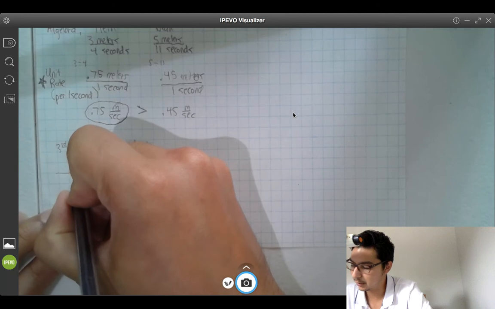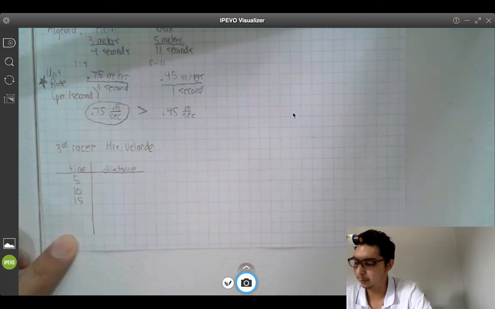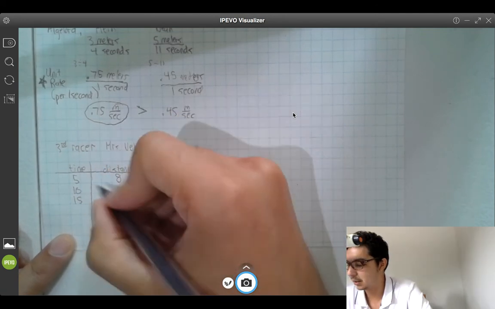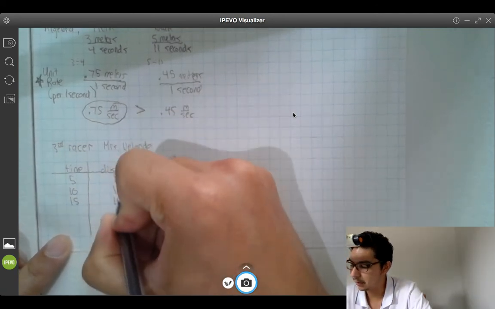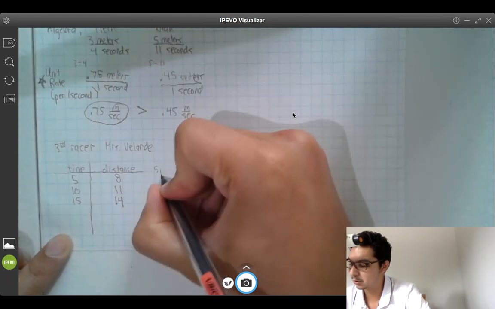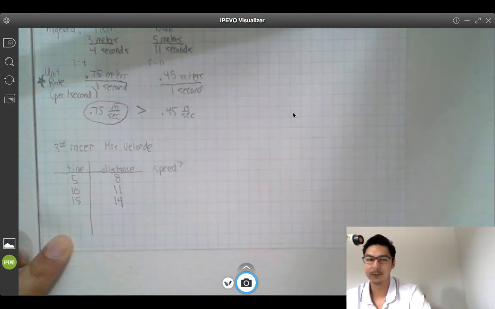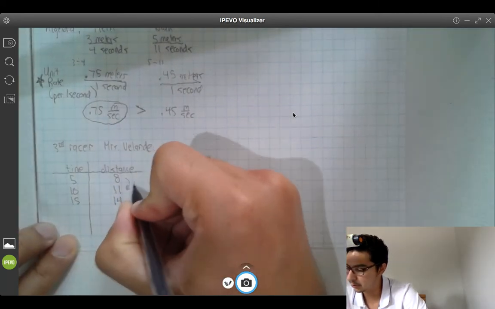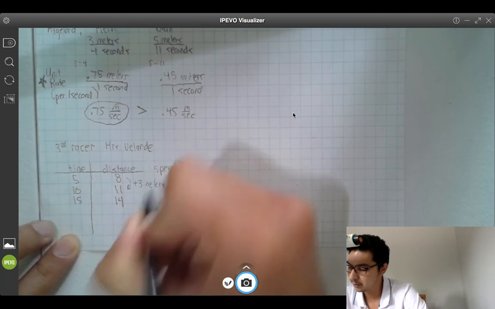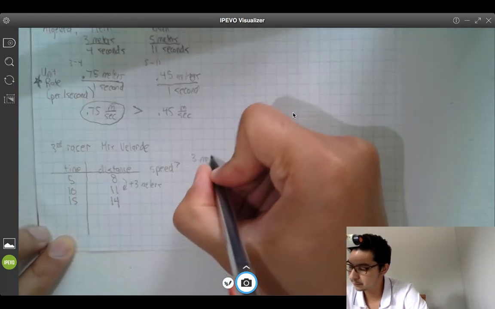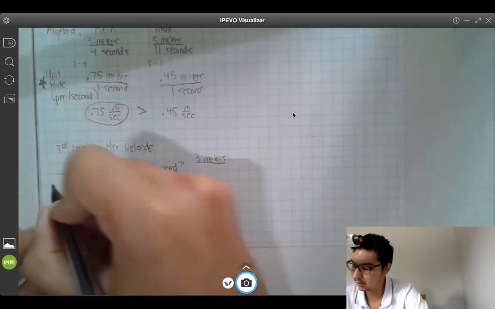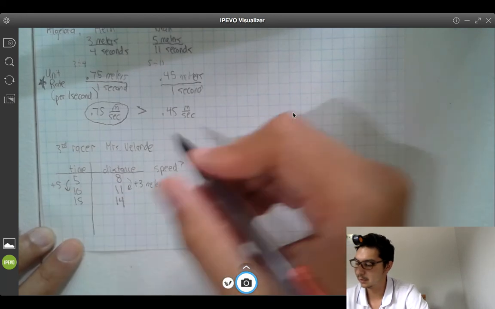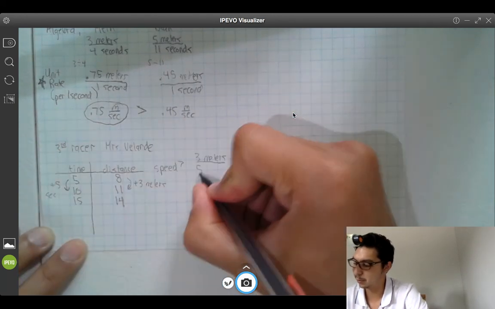And we were just keeping track every 5 seconds. She was at 8, and then she was at 11, and then she was at 14. If it asked what was her speed, what would we figure out? Well, notice that she's going from 8 to 11. That's plus 3 meters. How long did it take her? It took her 5 seconds, so you would say 3 meters per 5 seconds.